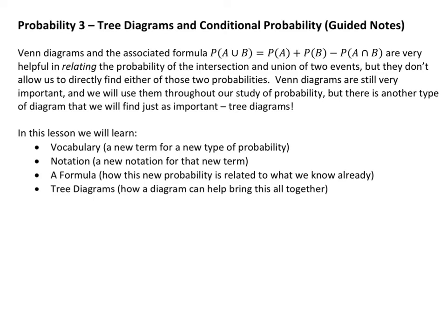Sort of the four things that we're going to do in the lesson today: one, we're going to cover a bit of new vocabulary. I've already mentioned conditional probability. We're going to talk about a new notation that we're going to need to know about. We're going to learn a formula that connects those things, and then we're going to do some examples using tree diagrams with this conditional probability. So let's go ahead and get started.